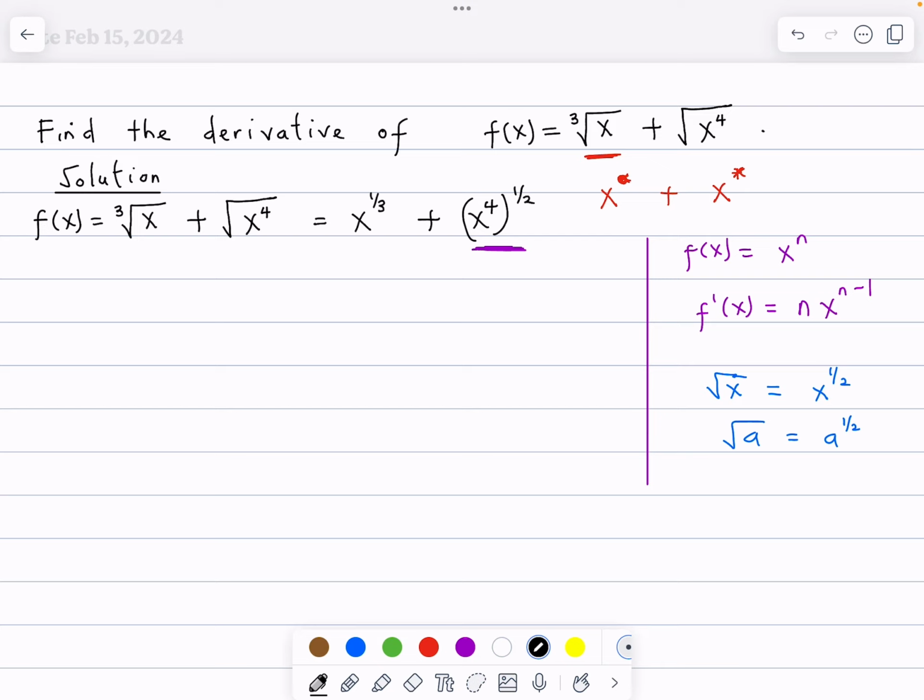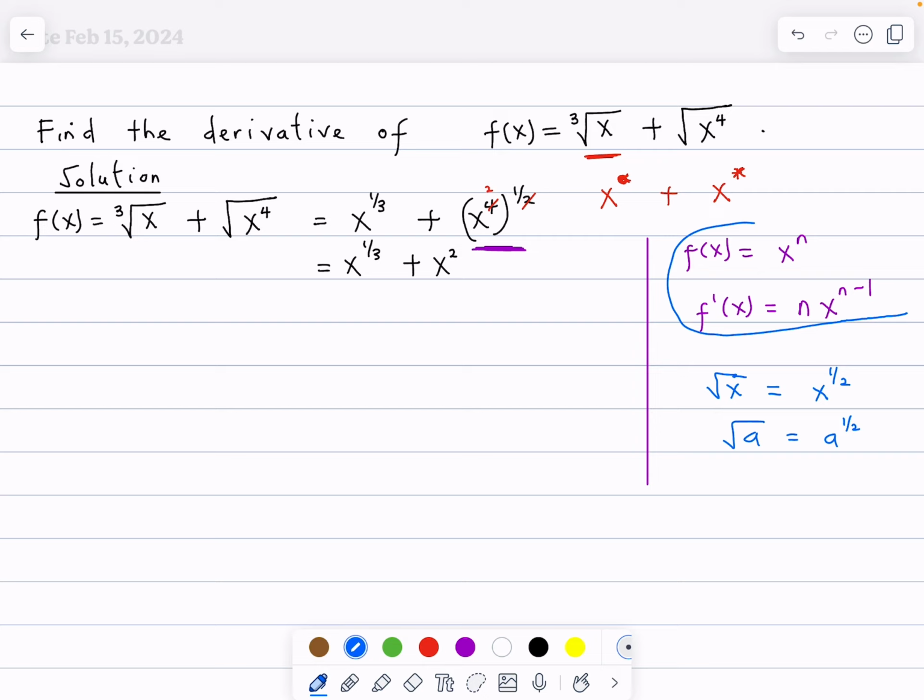So this is just going to be equal to x to the power of 1/3 plus x to the power of 2, because 4 times 1/2 is 2. Okay, so now I rewrote my function in a simpler form, in a way that I can easily apply the power rule, x to the power of something.